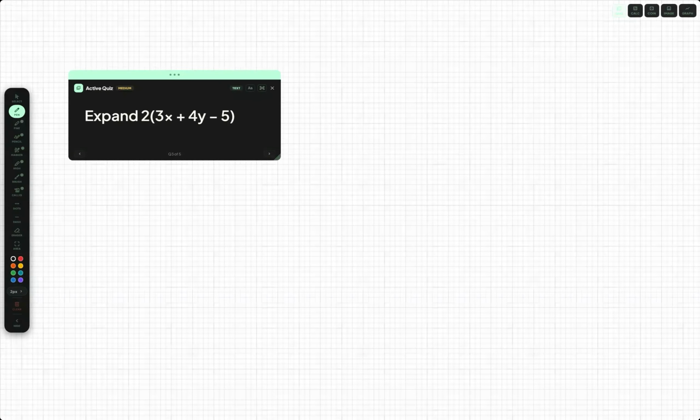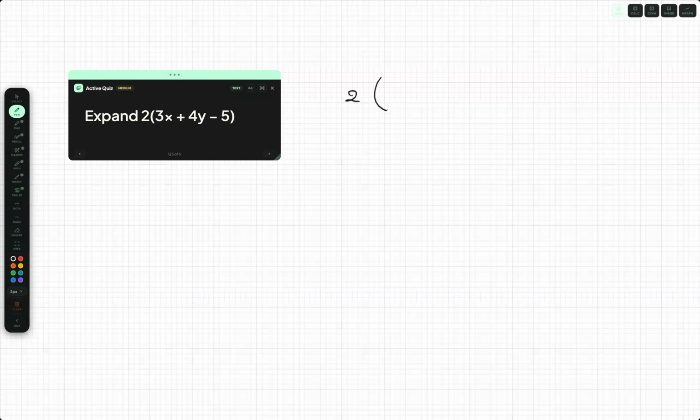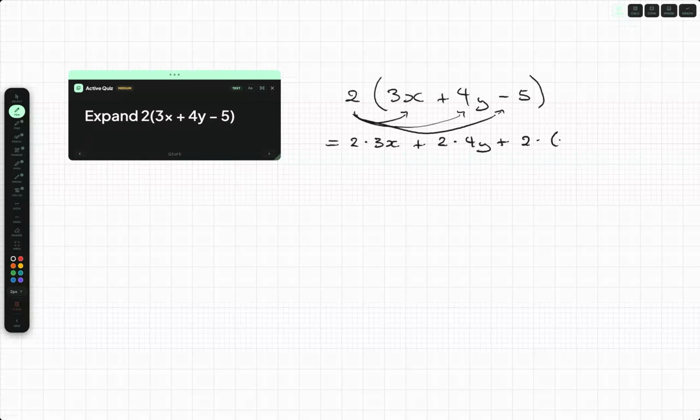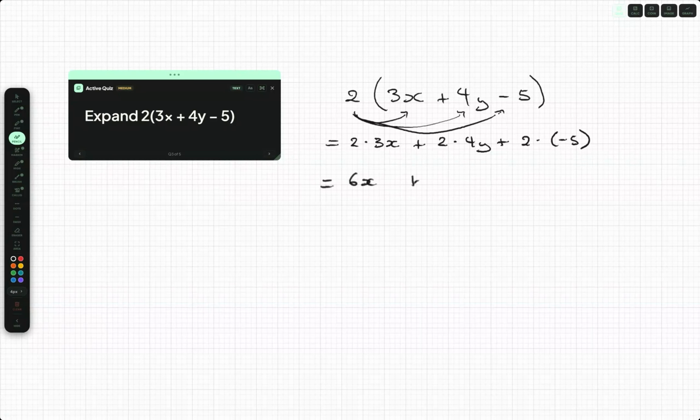Alright, last couple ones here. We've got expand 2 times 3x plus 4y minus 5. Same idea here. We're just distributing the 2 across all of these terms. So 2 times 3x plus 2 times 4y plus 2 times our minus 5. Now, really easy, 2 times 3x is just 6x, plus 2 times 4y, which is going to be 8y, and then this one here, we know it's a positive times a negative, so we know it's going to be negative. 2 times 5 is 10.